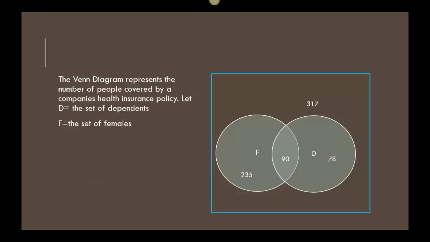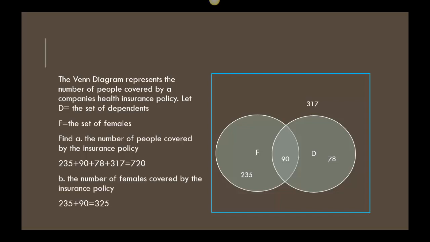Okay. So let's jump into this. So A says, find the number of people covered by the insurance policy. So that is our universal set. We want to add all the numbers that we see inside the box. So I had 235, 90, 78, and 317. So you can see the four numbers in the box and just add them all together and say that we had 720 people in this survey.